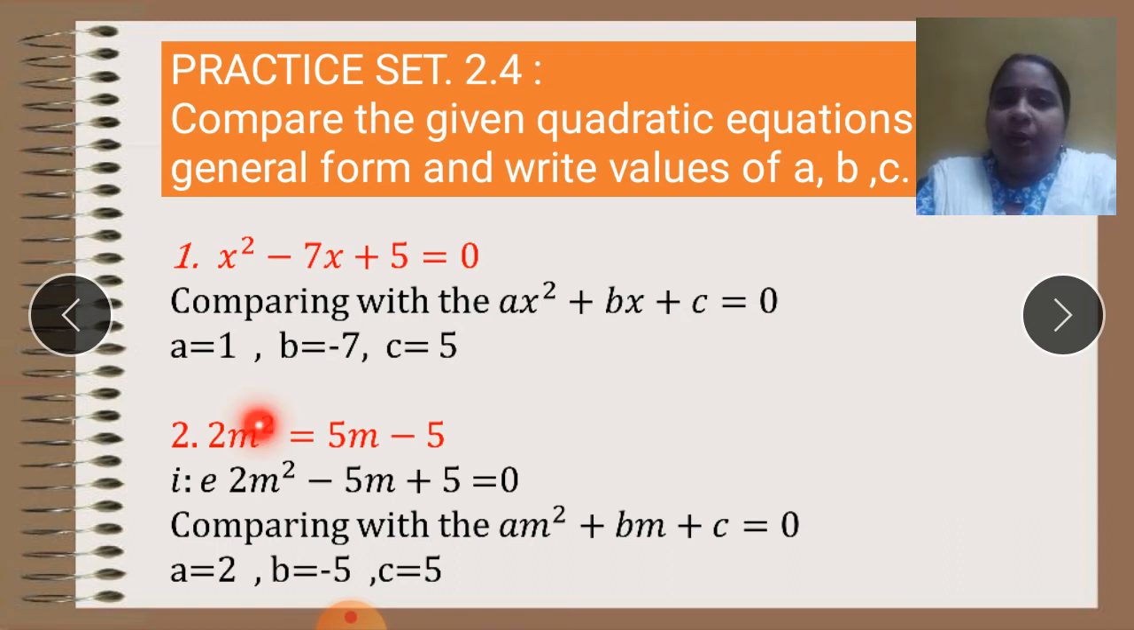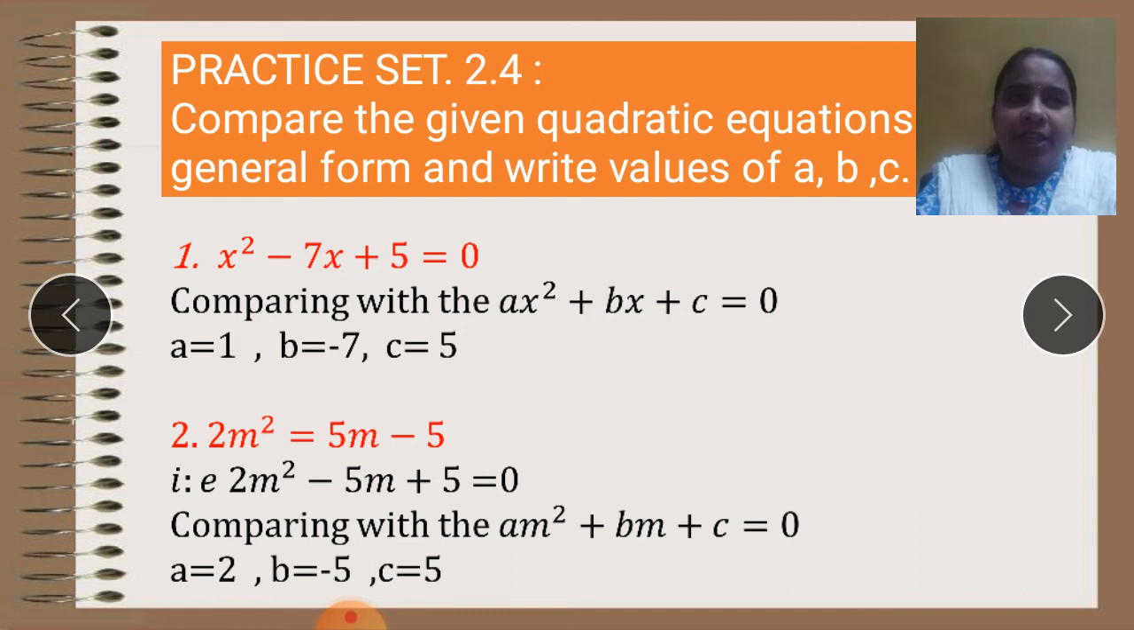See the next one, 2m square is equal to 5m minus 5. First thing, bring it in the standard form. So 2m square minus 5m plus 5 is equal to 0. Now when we are comparing it, it is not necessary that you compare it with am square plus bm plus c. You can compare it with ax square plus bx plus c. I have done it because in this question the variable used is m, so better we also compare with the quadratic equation where the variable is m. This is actually the correct way of writing, but even if you write like this, I don't think they will deduct marks. So we will write am square plus bm plus c is equal to 0. So in this a is 2, b is minus 5 and c is 5. I hope all the steps are clear.